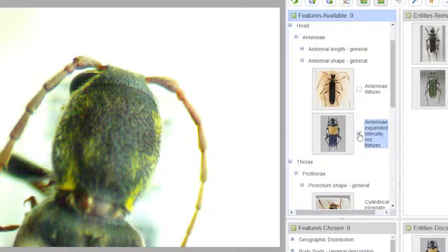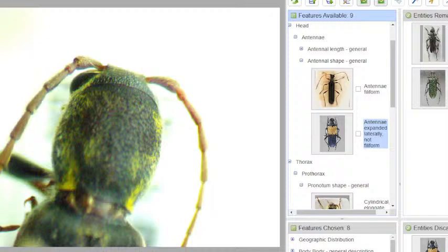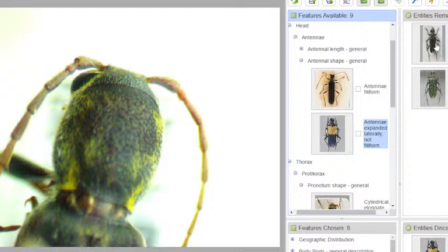Right. So the characteristics that we tagged into this guy also go into both Lepturini and Rhagiini as tribes. So this guy is probably fairly closely related to the other guy. Right, we are going to go with a longhorn beetle that's completely different to see if we can find ourselves in a different subfamily.